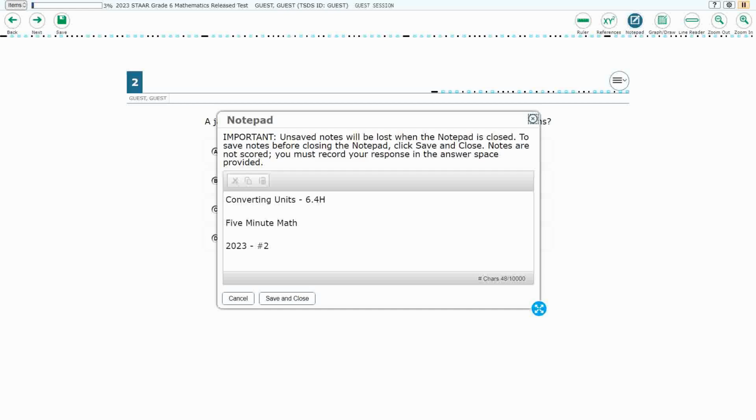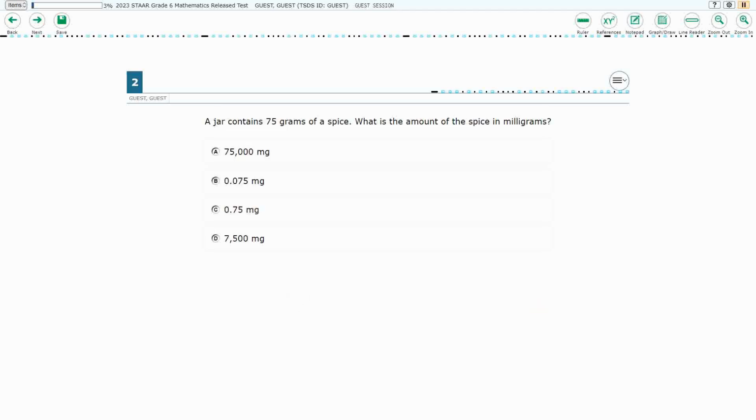Today we are looking at the 6th grade concept of converting units. This is standard 6.4H in the great state of Texas, and we are using item number 2 of the 2023 released STAAR test. If you haven't done so already, please go ahead and take a moment to pause the video, work this problem out on your own, unpause it, and we will look at our answers together.